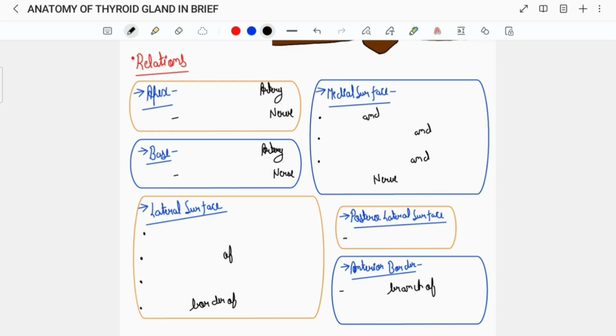Just a few points on relations of the thyroid gland. The apex of the lobe of thyroid gland is related to the superior thyroid artery and the external laryngeal nerve. The base is related to the inferior thyroid artery and the recurrent laryngeal nerve.